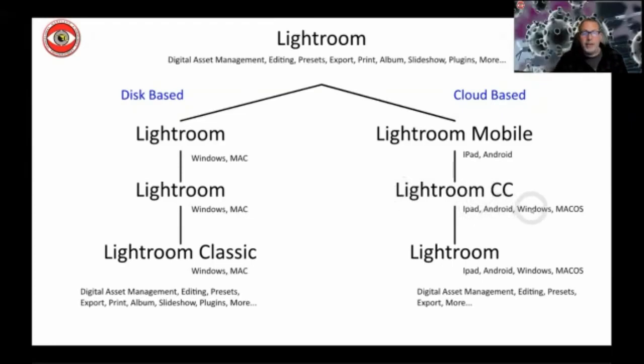So Lightroom CC became the portable product, the cloud-based product that is available on iPad, Android, and at that time they brought in Windows and Mac OS. Lightroom continued to be the same Lightroom it always was, available on Windows and Mac. And then we come to where we are now, the third renaming, where Lightroom CC has now become Lightroom. It is now, I guess, the preeminent Lightroom product available on Apple and iPad, Android, Windows, Mac OS.